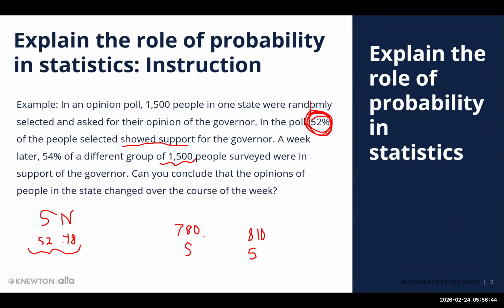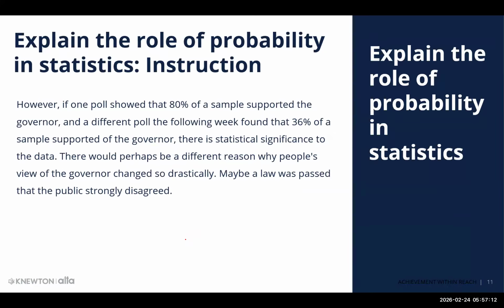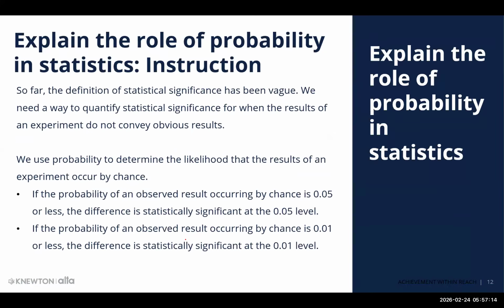Well, those are not vastly different. And so we would conclude it's not statistically significant. Since this is only a 2% difference, it's reasonable that the people's opinion of the governor didn't change at all. That's what's happening there. So it wouldn't be statistically significant.